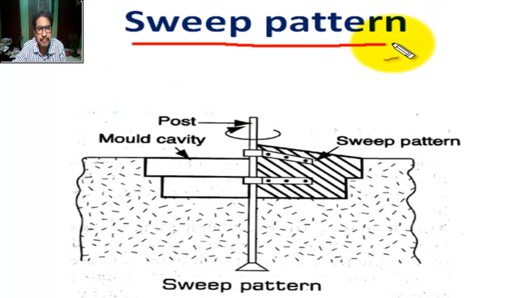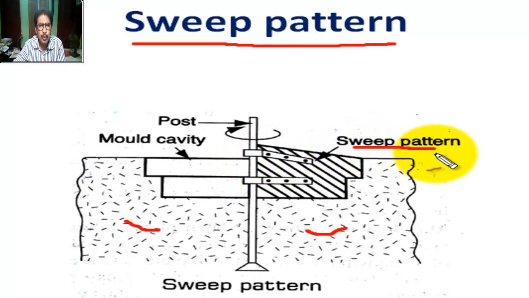Now we learn the swept pattern. This is the molding sand. This is the spindle post. This is the pivot. This is the mold cavity. This is the swept pattern.